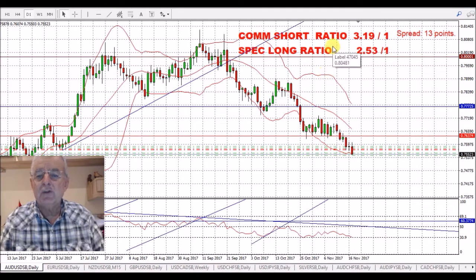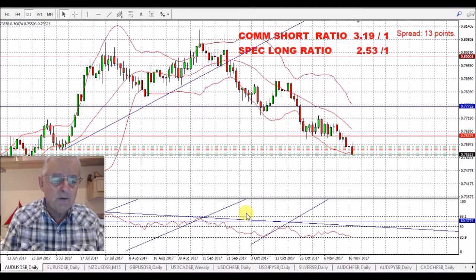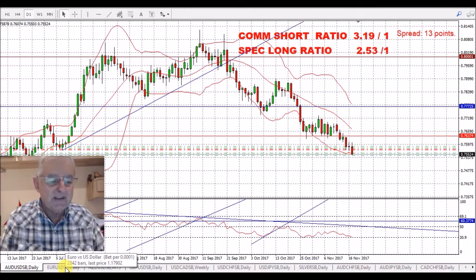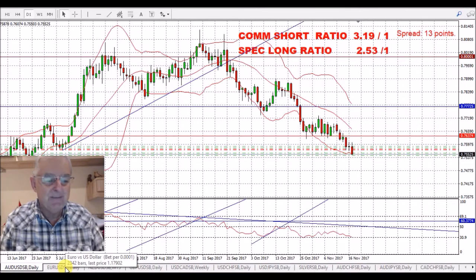The commercials have a short ratio of 3.19 to 1. It'll be interesting to see what they are tonight. And we are just below the 30.9 as I speak. So we'll see how we feel about that next week, and look at the Commitment of Traders.